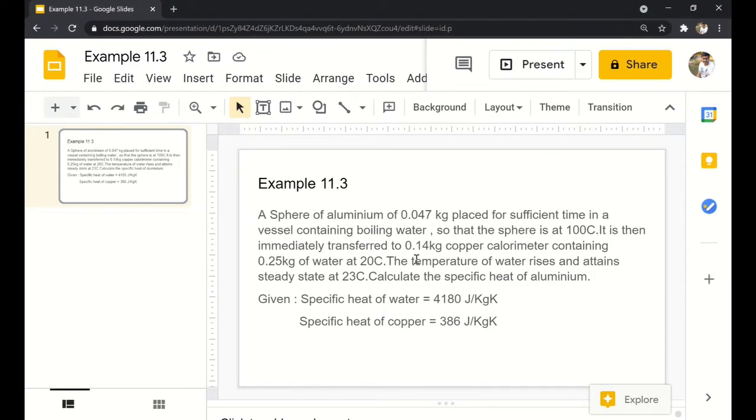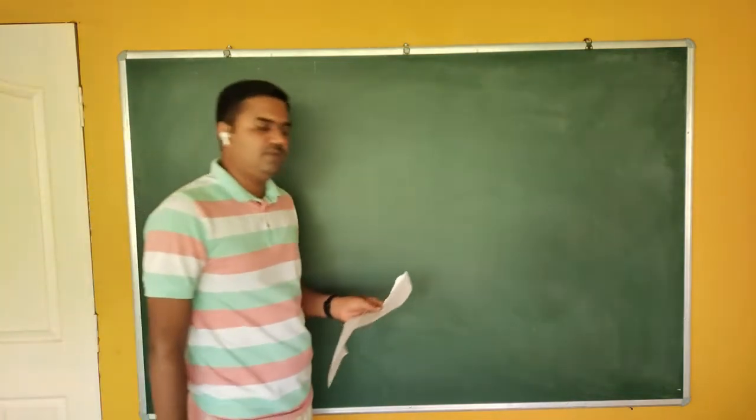A sphere of aluminum 0.047 kg, placed for a sufficient time in a vessel containing boiling water so that the sphere is at 100 degrees centigrade, is then immediately transferred to a 0.15 kg copper calorimeter containing 0.25 kg of water at 20 degrees centigrade. The temperature of the water rises and attains a steady state at 23 degrees centigrade. Now the question is, calculate the specific heat of aluminum. They have given the specific heat of water as well as the specific heat of copper. Okay, so let me solve that problem now.